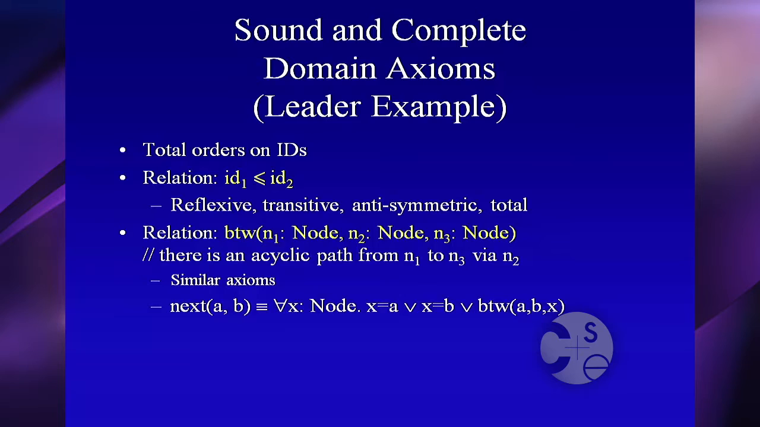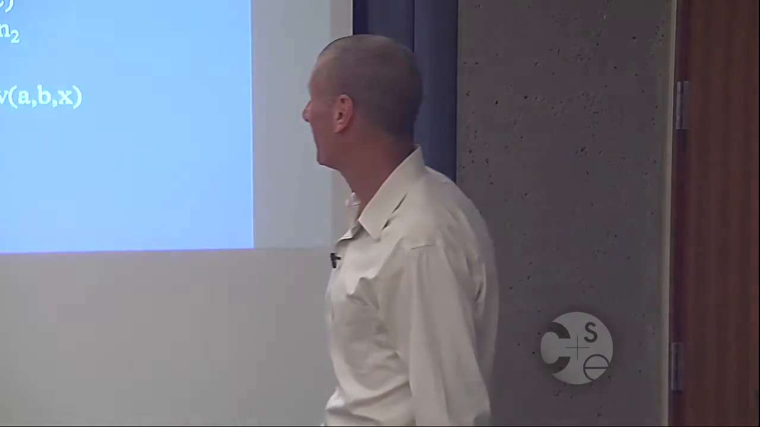We have other properties for trees. We have other properties for linked lists. And we have sound and complete axioms for similar cases that we can do. And of course, we do this by hand. We have a PhD for this. We have one PhD for the ring, but it's not just for the leader election ring. It's for all rings. I want to make sure that this is okay.